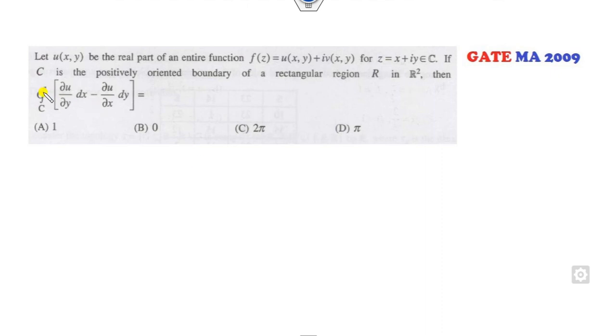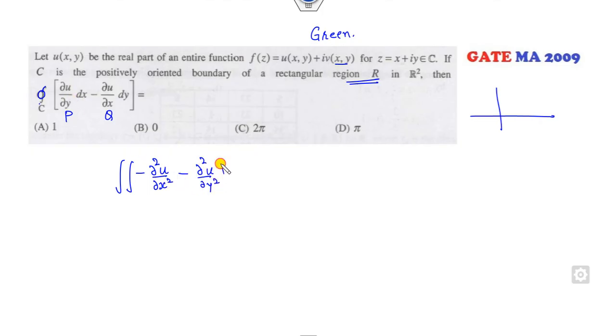Okay, now again you can see it's a single integration and this is the xy plane, so we can apply the Green theorem. The region is R2, a complete R2 region. Now this is my Q, this is my P. So it's a double integration of the partial derivative of Q with respect to x minus the partial derivative of P with respect to y. Fine. So this into dx dy over the rectangular region R. So I can take minus common. I can write this as del square u.